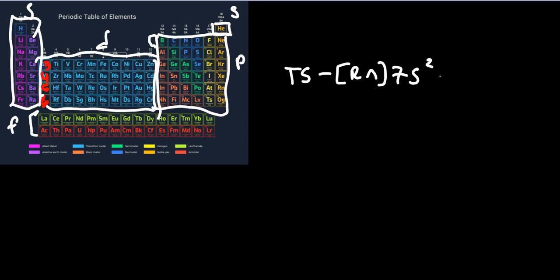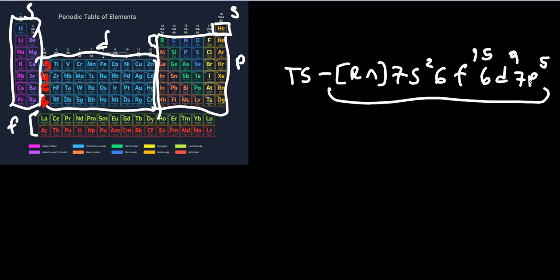And then we have 6f14, and then after we get through all those, we have 6d10, or 6d, not 10, we have 6d9, because we have 9. Those other ones were part of the F block. And then we have 7p, and we are number 1, 2, 3, 4, 5. So this would be the electron configuration of a neutral tennessine atom.